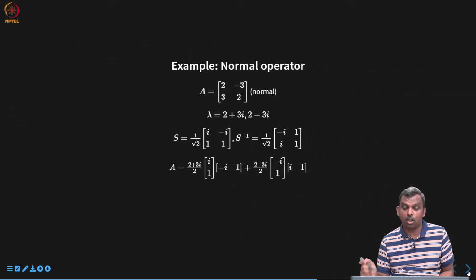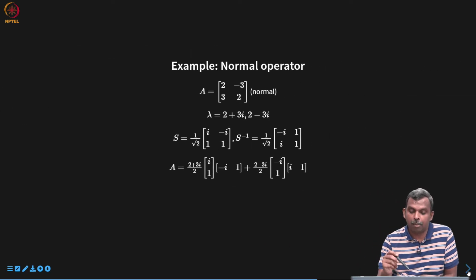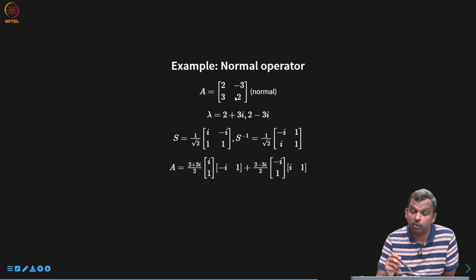I'm going to take next a normal example. This is an example we've seen before, 2 -3, 3 2. We saw that it was normal, and it has two eigenvalues 2 plus 3i and 2 minus 3i, clearly again distinct eigenvalues. So, it will be diagonalizable, and then you can find S inverse, I have done all that, and then you can write A as this.